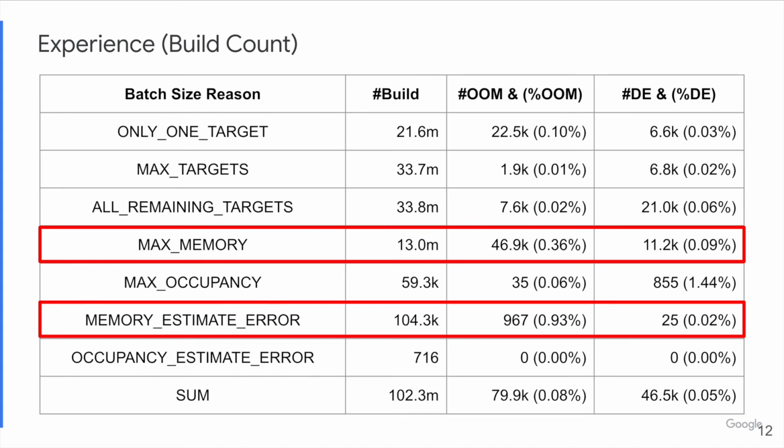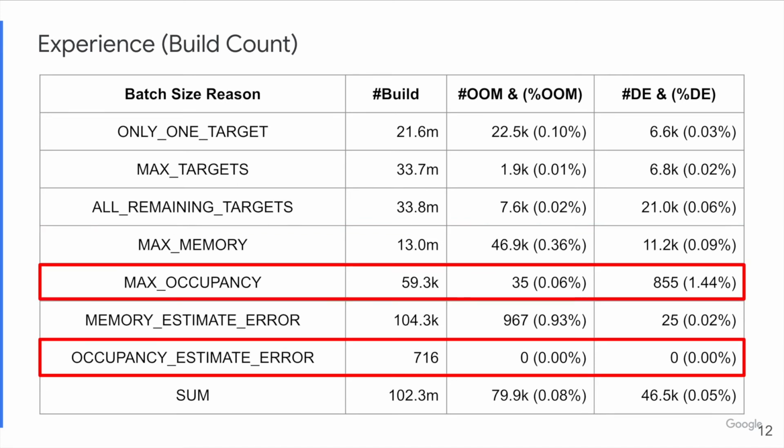So in practice, when we don't have our memory model, we used to have a very small fixed target batch size, which decreased our target density, and we have to use more workers to serve those builds. And we can see that the max occupancy batch size reason has more deadline exceeded rate. This is also expected because the target batch created by our occupancy model tends to use more executors. We don't have enough data for the occupancy estimation errors, but in practice, with our occupancy model, we tend to see more deadline exceeded errors.